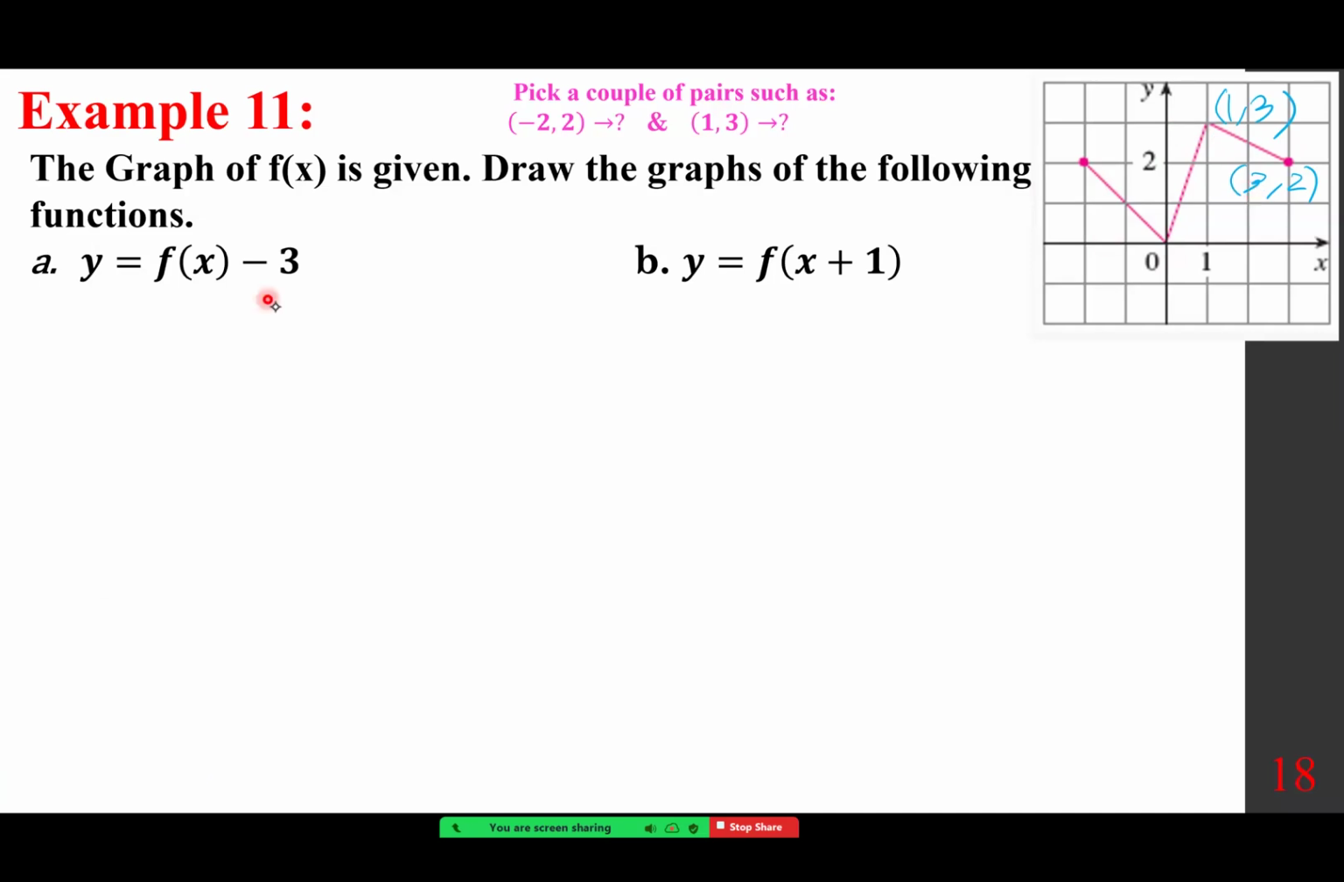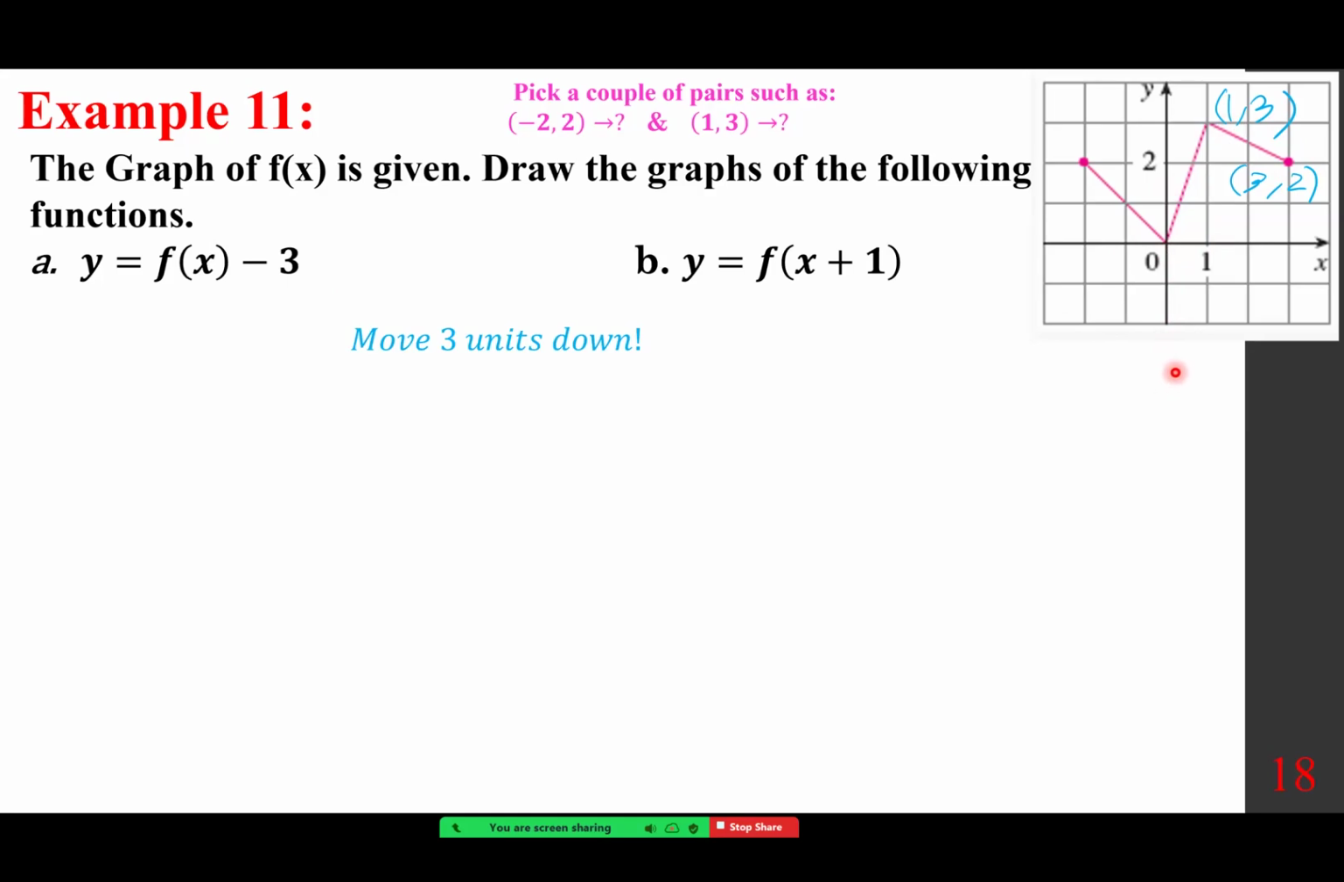So f of x minus 3 obviously means you move it 3 units down. That's the meaning of it. And it may be difficult to see what happens, but just for the sake of argument, if this is 0, 0, and it goes down by 3 units, we go here.